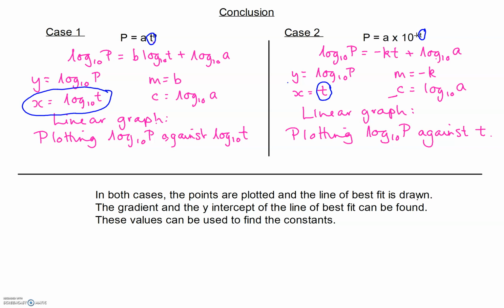At the bottom of the page, we've got a general conclusion. In both cases, the points are plotted and the line of best fit is drawn. The gradient and the y-intercept of the line of best fit can be found, and these values can be used to find the constants, just like we did before. The constants can then be put back into the initial equation, and you can find a relationship between your two variables, and you have done this using a modelling of your curves into a linear graph.